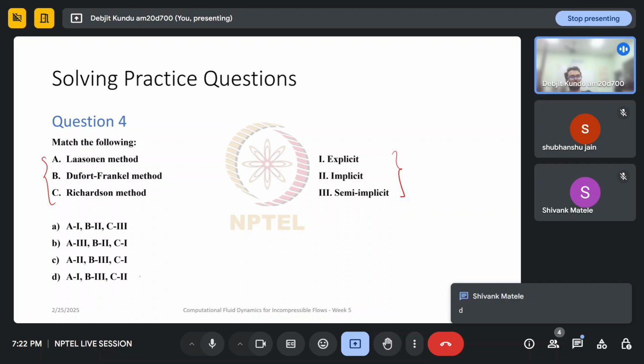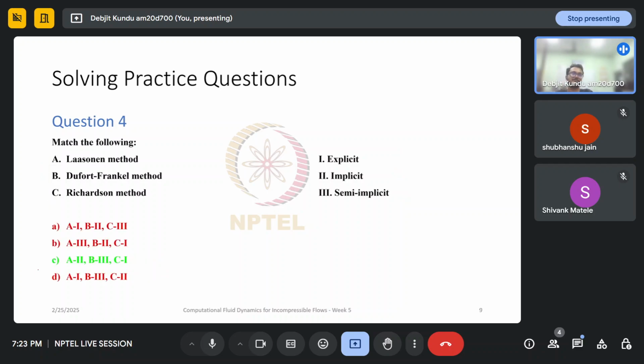Okay, we have a very quick response in favor of option D. And another equally quick response in favor of option C. So let's take a look at the solution. It's actually option C that's correct. Good. So Laasonen method, as we saw, it's an implicit method, backward in time, central in space. Right? So this is BTCS, implicit method. Then Dufort-Frankel, we'll come to that later.